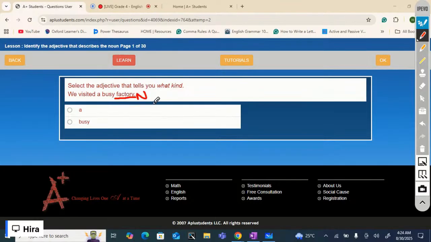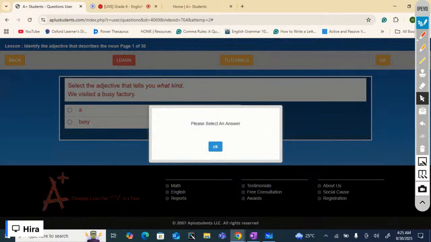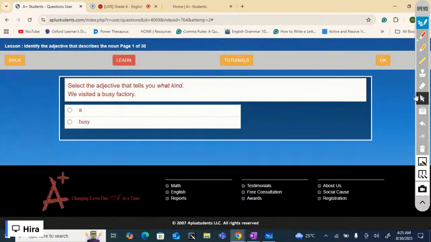Factory. It's a noun. And now you have to select the adjective that tells you what kind, means what kind of factory. Is it mentioned? Yes. Busy. Busy factory. So busy is an adjective which tells you what kind. What kind of factory? Busy factory. The answer is busy. So you have to select the adjectives that tell you what kind. Oh, I didn't select the answer. Let's select.